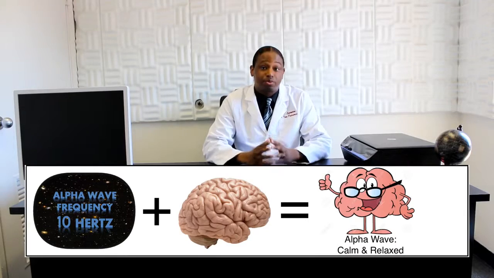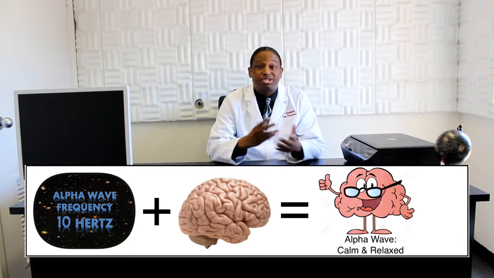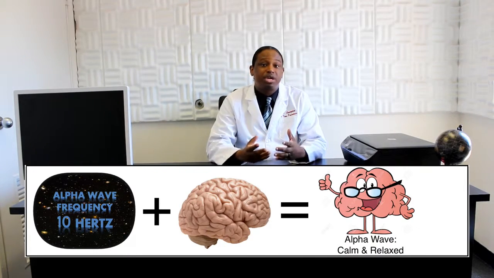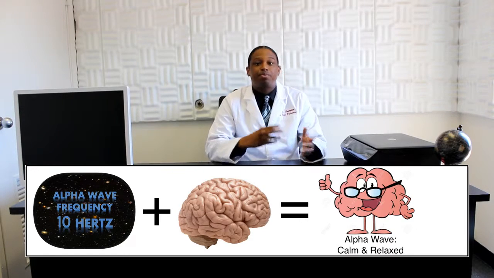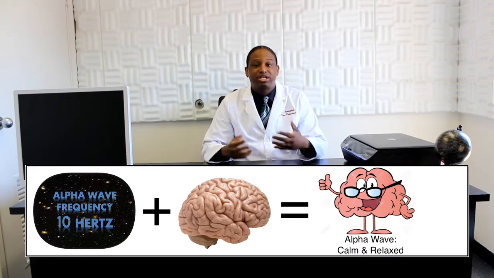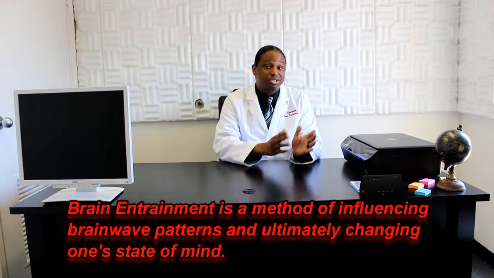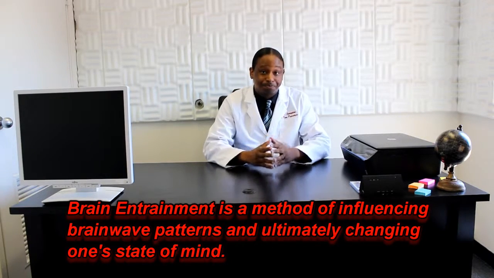If you expose it to a certain frequency, your brain waves will follow that specific frequency. In other words, if your brain was exposed to an alpha 10 Hz frequency, your brainwave patterns would shift toward that frequency. In turn, since alpha frequencies are those that relate to being relaxed and tranquil, that would bring about a state of mind that's calmed and having a detached relaxation feeling. That's what brain entrainment is. A method of influencing your brainwave patterns and ultimately changing your state of mind on demand.